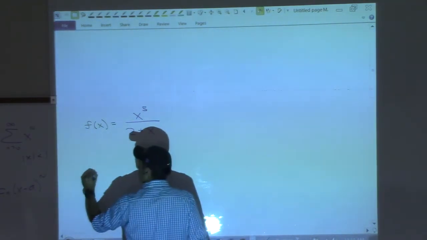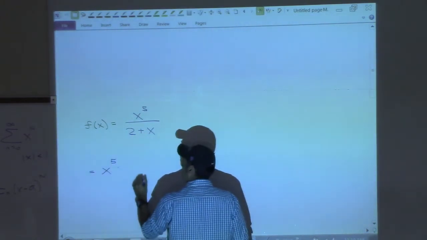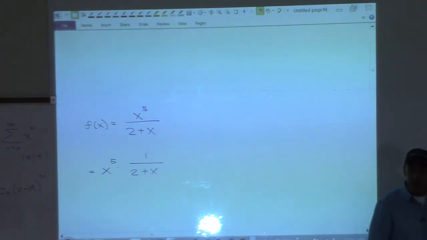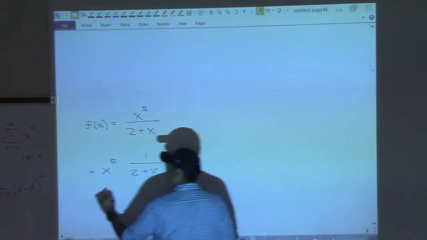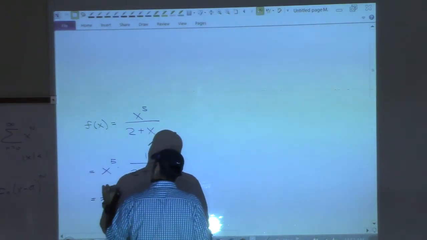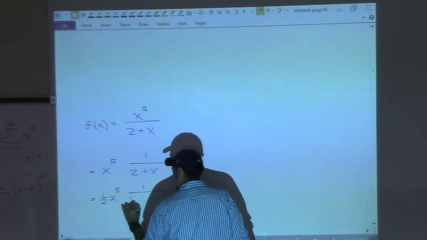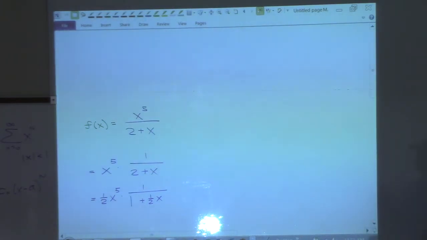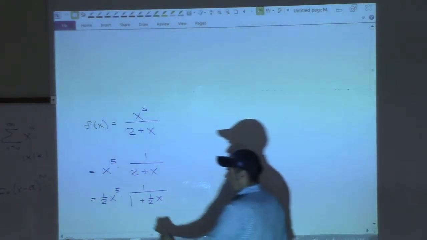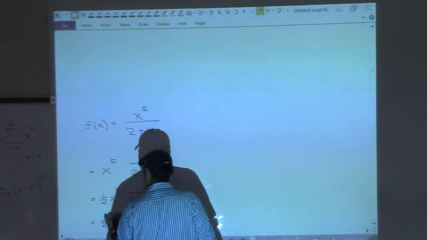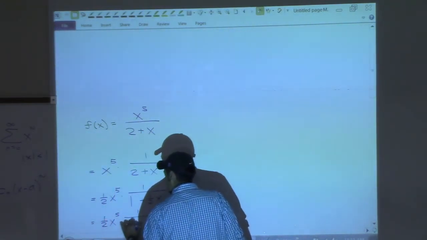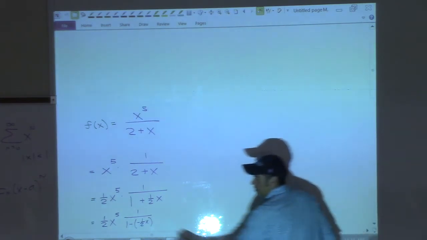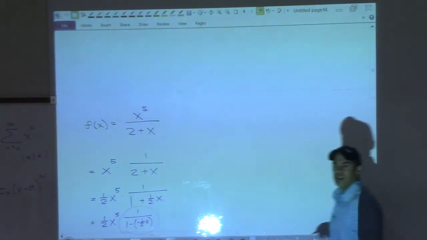First thing I'm going to do is pull the x to the 5th out and rewrite it like this. It's kind of like what we did on the previous problem with that 5. Then I'm going to pull a 2 out of the bottom. So factor 2 out, and one last step, minus minus. So this is going to become 1/2 x to the 5th times 1 over 1 minus negative 1/2 x.